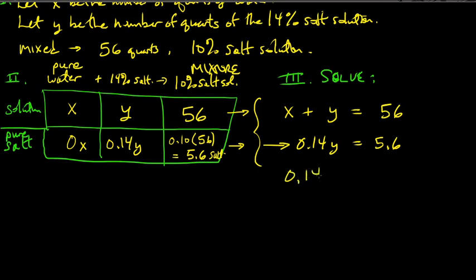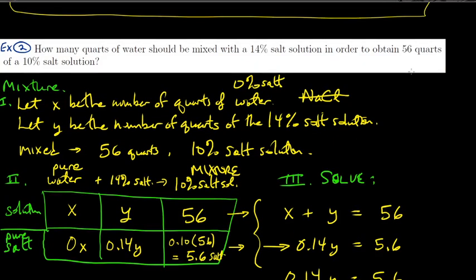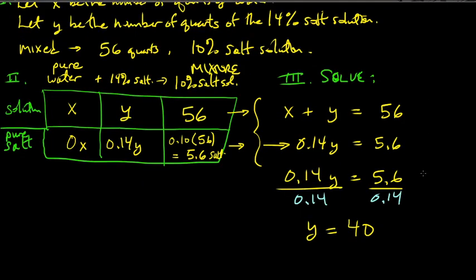All we have to do to solve for y is divide both sides by 0.14. According to my calculator, 5.6 divided by 0.14 is exactly 40. 40 what? 40 liters? No, sorry, 40 quarts.